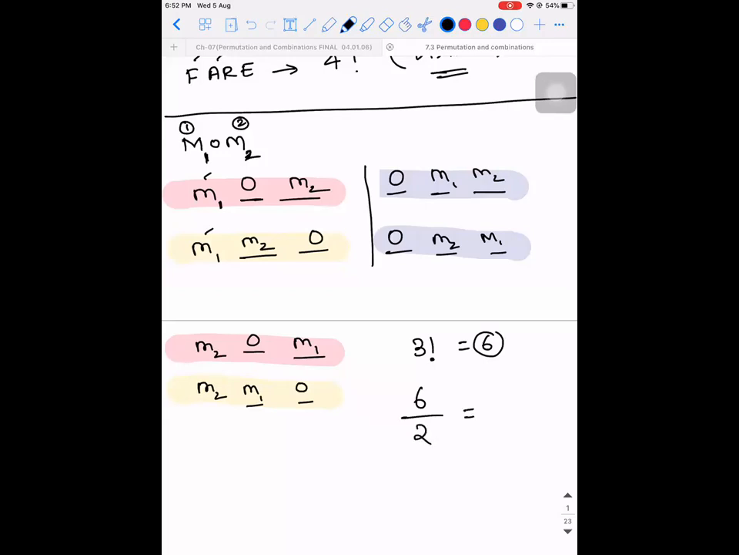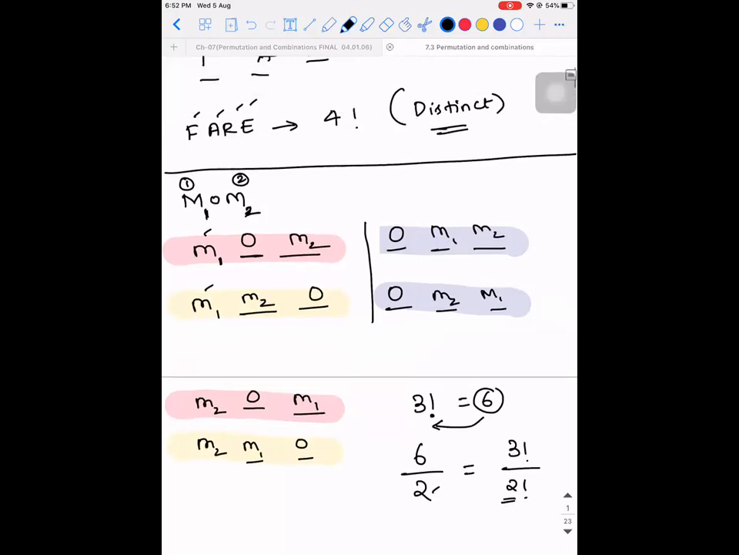6 is nothing but 3 factorial. Divided by 2, and 2 is nothing but 2 factorial. But why did I only divide it by 2? Because there are 2 objects that got repeated. Okay, sir, are you able to understand?